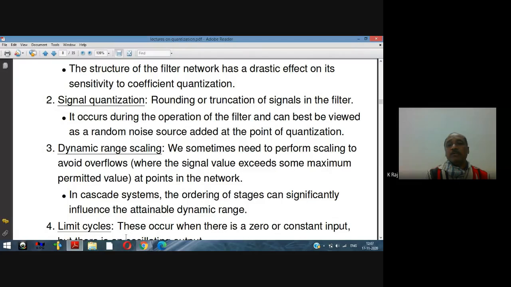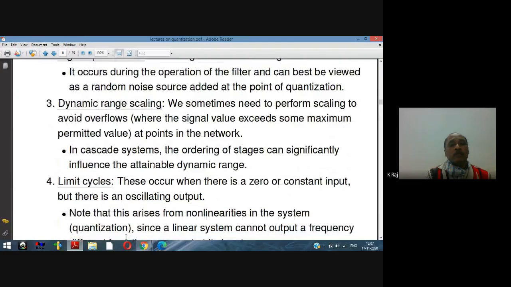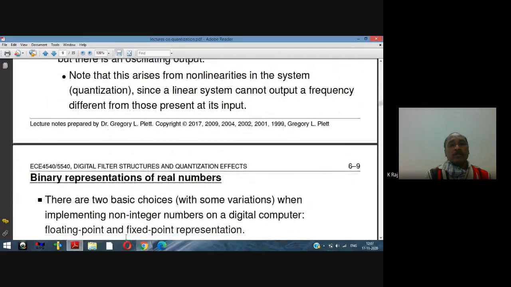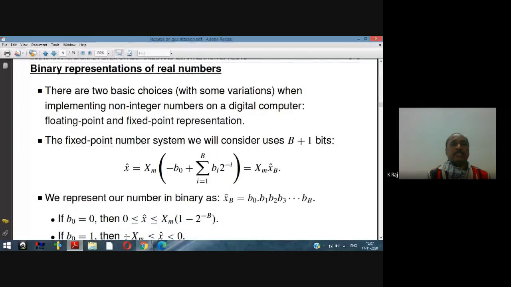What is the limit cycle? If the filter that has to be implemented is subjected to zero input, a fixed input, or a constant input, and even then we are getting an oscillating output, then that effect is known as the limit cycle effect. Naturally these effects take place due to the quantization.